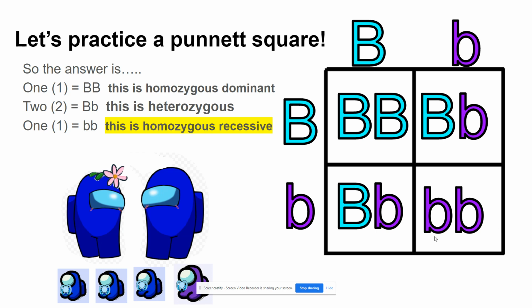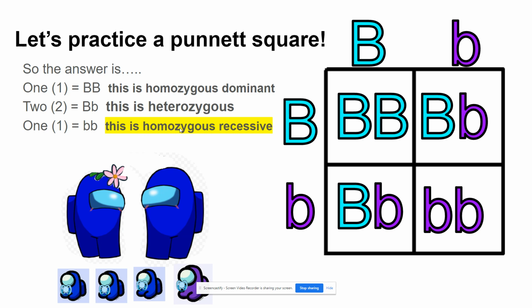There's no big B. Anytime there's a dominant trait present, no matter if it's two dominants or dominant and recessive, you're always going to see the dominant trait. That's why these three are blue. We have the three blue baby crewmates. But because in the little b, little b there's no dominant present, that's when we're able to see the recessive purple trait. We call this homozygous recessive.